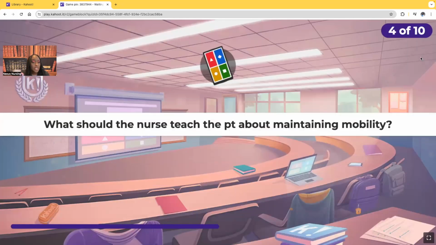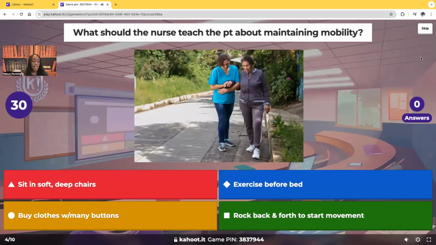All right, next question. What should the nurse teach the patient about maintaining mobility? Here are your choices. They should sit in a soft, deep chair. They should exercise before going to bed. They should buy clothes with many buttons, or they should rock back and forth to start movement. Out of these options, what should the nurse be teaching the patient about maintaining mobility?